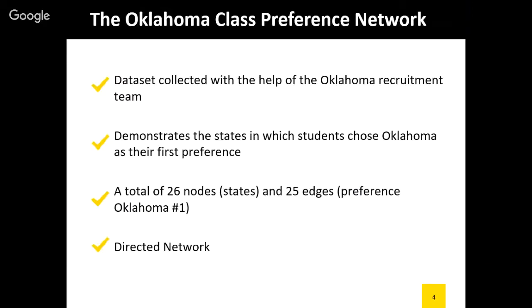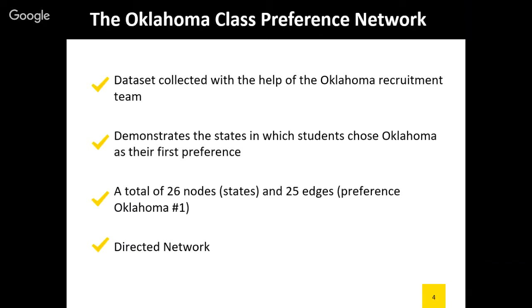Because lucky for me, my wife is a TFA alum and works for the Teach for America corporate office. So I was able to get all the states that preferenced Oklahoma as their first preference. And the reason I focused only on the ones that preference number 1 is I wanted to keep the node count down to the assignment requirement.